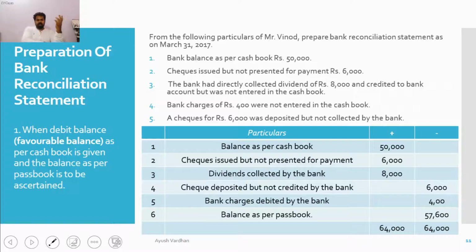I have told you that the check might be of ICICI and you are depositing that check into SBI, and it takes 2 to 3 days for the check to be cleared. So in 2 to 3 days, the amount will be credited into your bank. Once the check is deposited, you make an immediate entry into the cash book of 6,000 rupees, but the check has not yet been credited into the bank. So this time the bank account goes into negative.